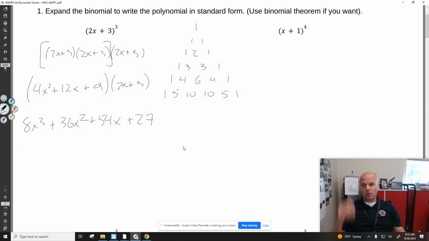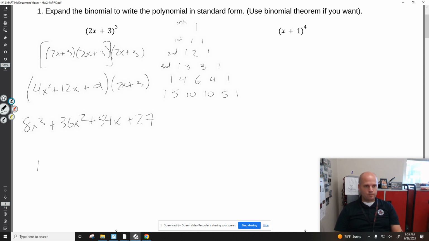Now, here's the other way we could do it. Binomial theorem. You will have a cube. This is the 0th power. This is what happens at the first power. This is the 2nd power. This is the 3rd power. So these are going to be the coefficients of my 3rd power. Here's what we're going to have.